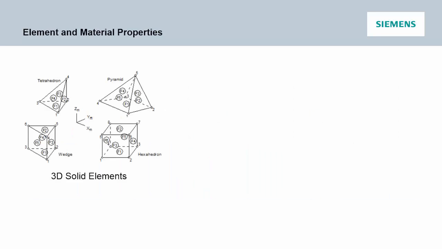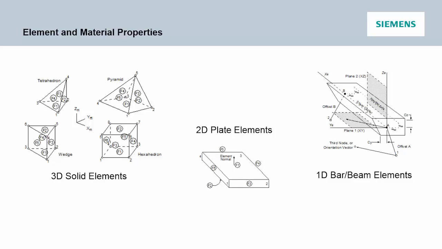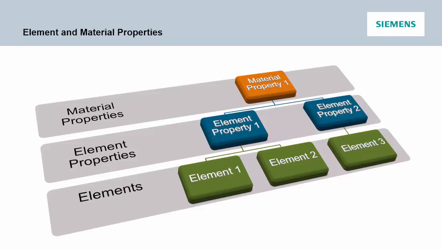With solid finite elements, the three dimensions of the elements with the material definitions implicitly define the element stiffness and mass properties. However, with the two-dimensional plate and one-dimensional beam elements, further element properties must be defined, such as plate thicknesses and beam cross-sectional dimensions, etc. The property hierarchy is such that the elements refer to element properties, which in turn refer to material properties, so we have to define both element and material properties.